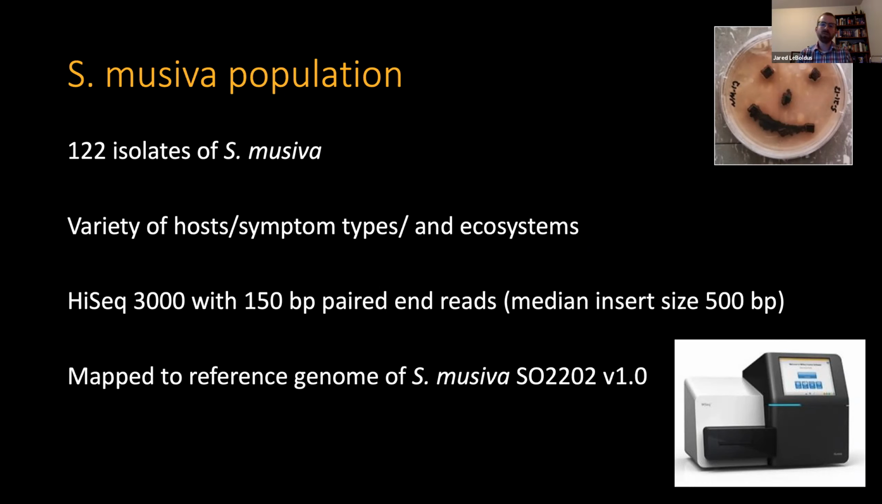And then once we had accumulated all these isolates, we grew them in liquid culture, and then we extracted DNA. And then they were each sequenced on a HiSeq 3000. And the sequencing was 150 base pair paired end reads with a median insert size of about 500 base pairs. And then once we got the results from this, they were mapped to the reference genome of Sphaerulina musiva, which is available on the JGI website.